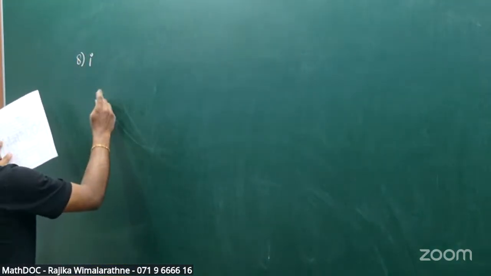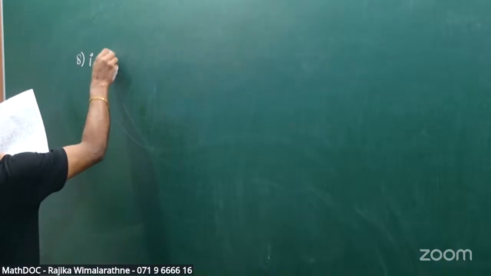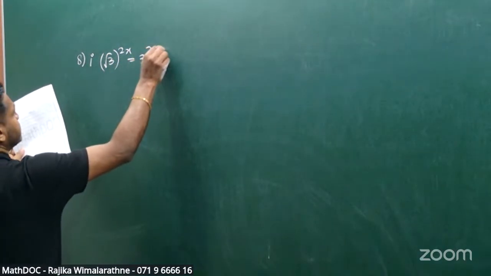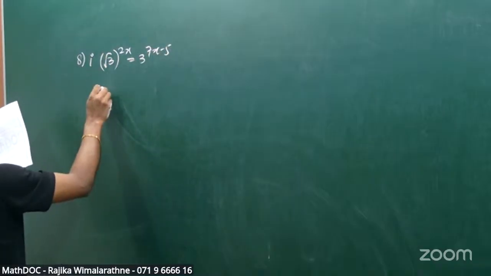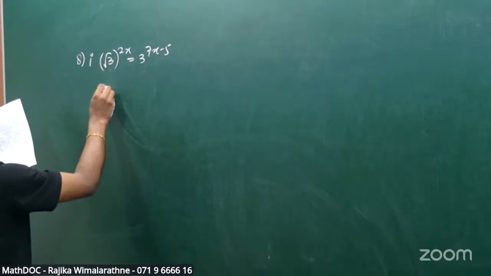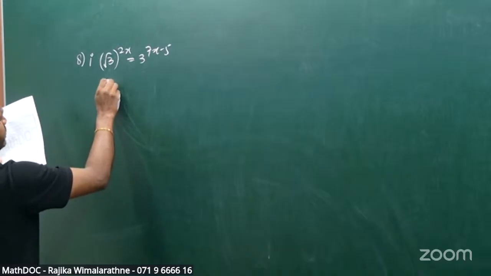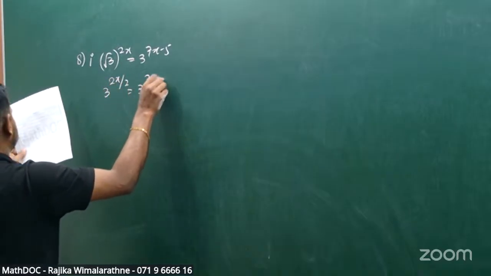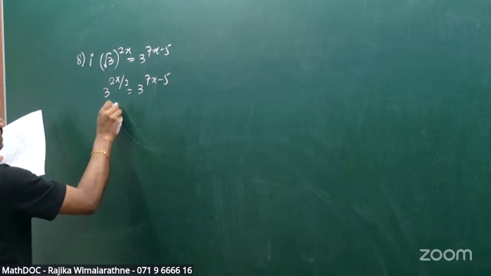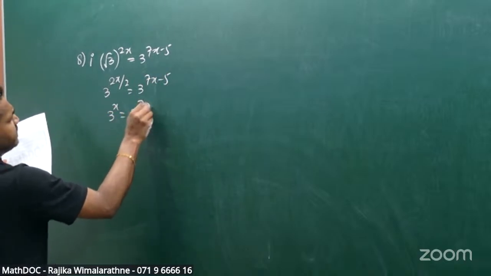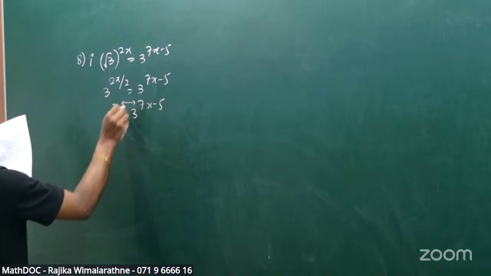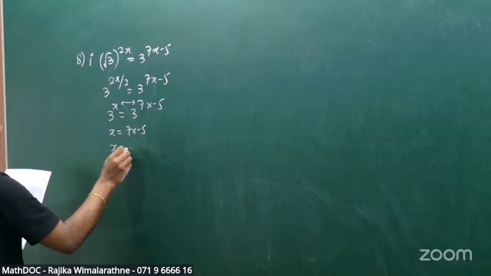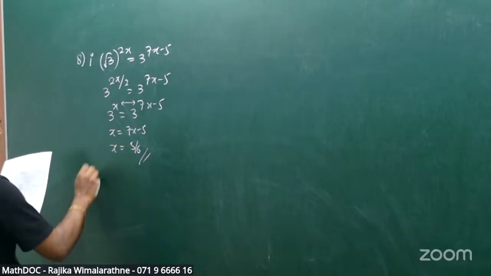First part: root 3 to the power 2x equals 3 to the power 7x minus 5. Here, square root, we can write 3 to the power half, no? Then here, 3 to the power 2x divided by 2, no? 7x minus 5. Then 3 to the power x equals 3 to the power 7x minus 5. Now equate indices. Then subject x, 5 over 6.